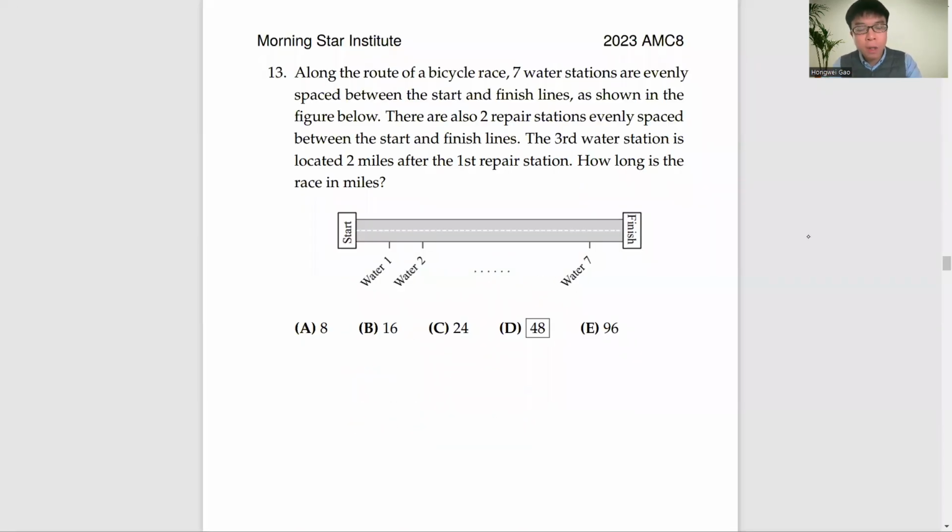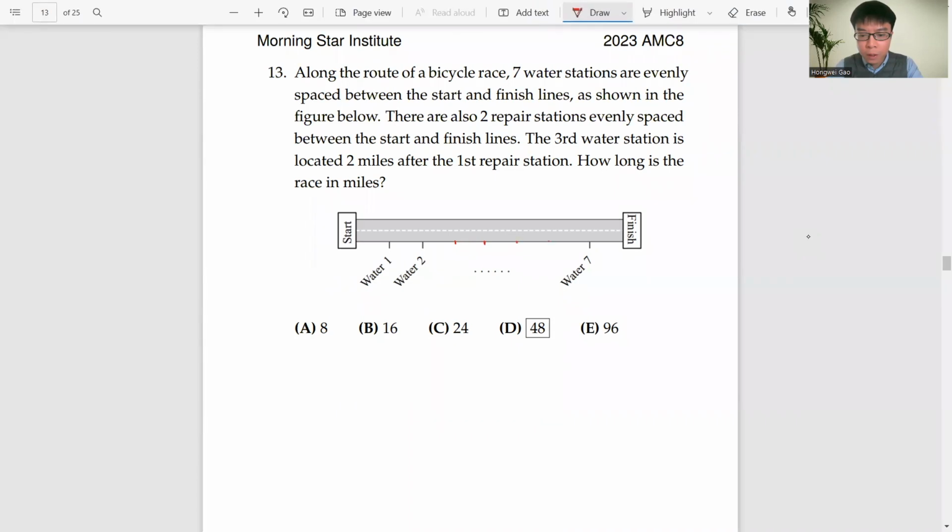Question 13. Along the route of a bicycle race, 7 water stations are evenly spaced between the start and the finish lines. So therefore, these water stations divide the whole route into 8 pieces evenly. So let me recover other water stations. Here's the third one, fourth one, fifth one, sixth one.